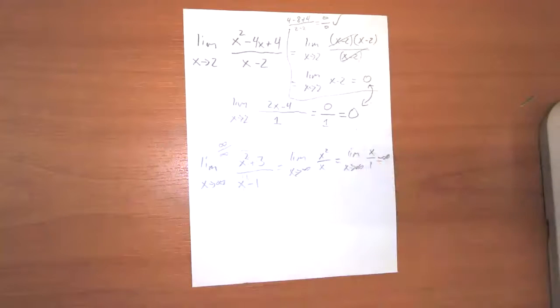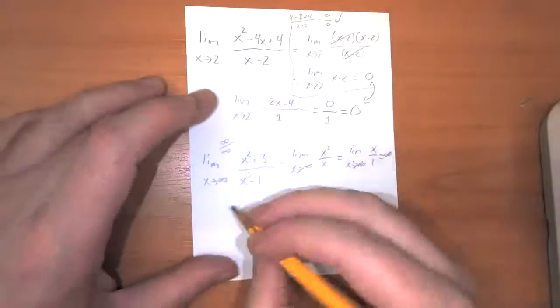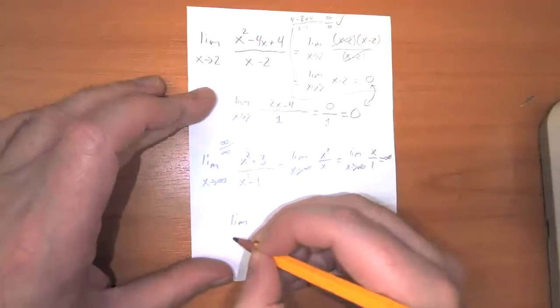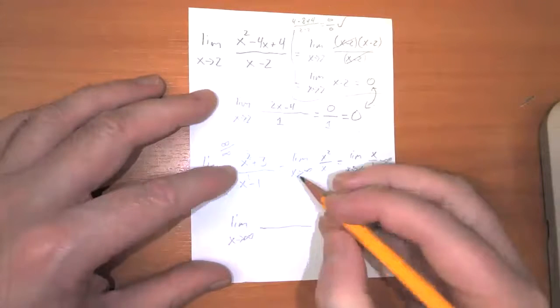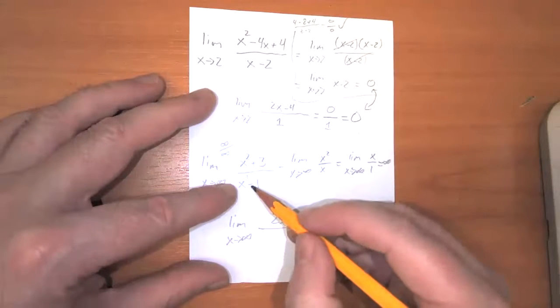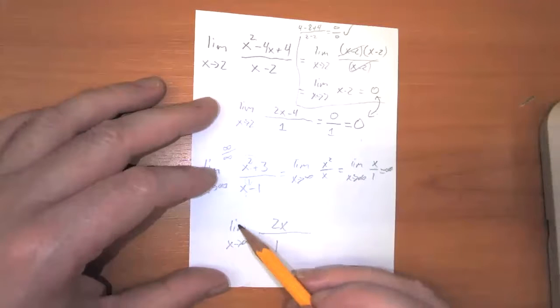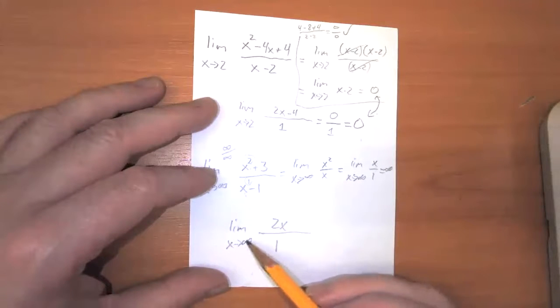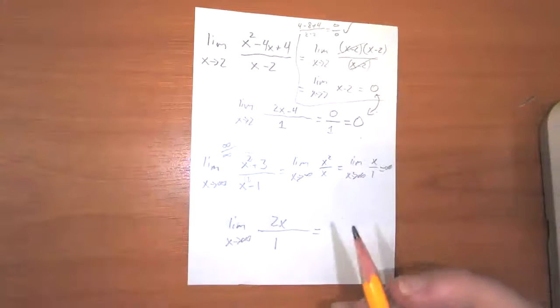Let's check L'Hopital's rule and see what that says. So L'Hopital's rule, once again, says that we're going to take the limit as x approaches infinity of the derivative of the numerator, which is 2x, over the derivative of the denominator, which is 1. And so can we express the limit as x approaches infinity of 2x over 1 as a number?